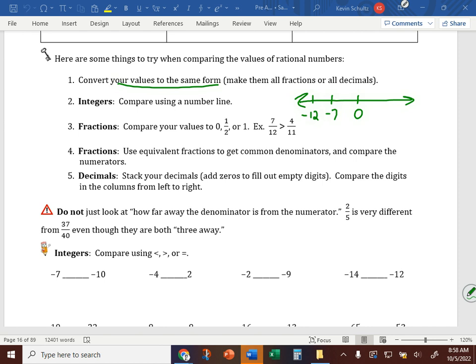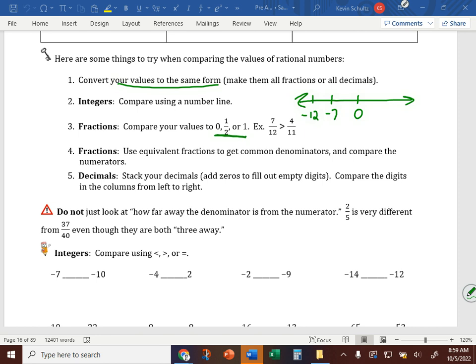Fractions, one method. You can compare your values to 0, 1/2, or 1. For example, how can someone defend that 7/12 is greater than 4/11? Looking at those values and comparing them to 0, 1/2, or 1. Because I don't know what the exact value of 7/12 is. I don't know what the exact value of 4/11 is. But how do I know that 7/12 is greater? Any thoughts?